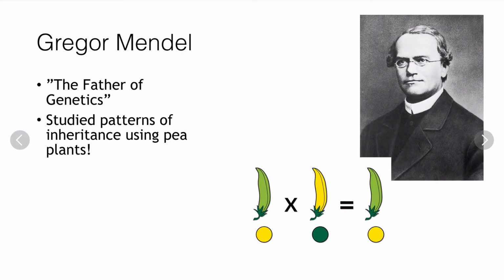But Gregor Mendel was a priest. He lived in a monastery. He was also a scientist, and in the monastery he was responsible for the gardens, and he used pea plants to study the patterns of inheritance. Gregor Mendel laid the foundations for the study of genetics, okay? So you need to know him.